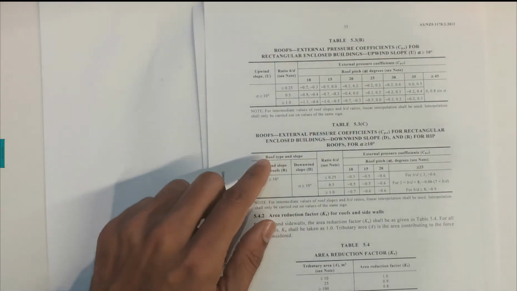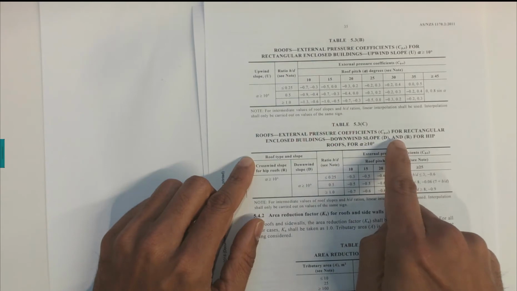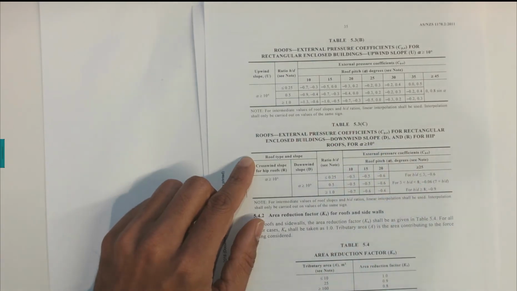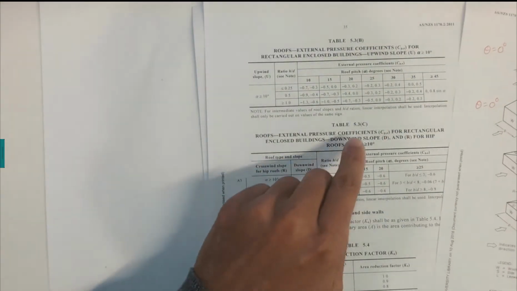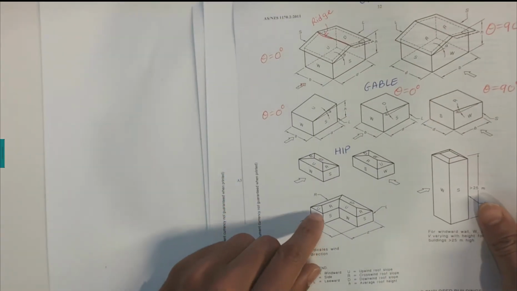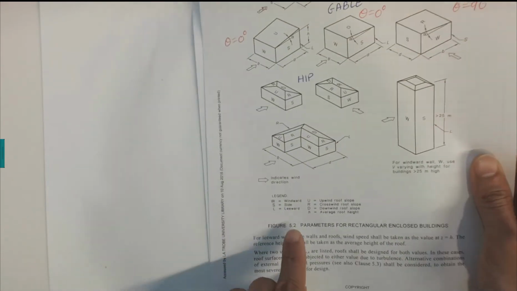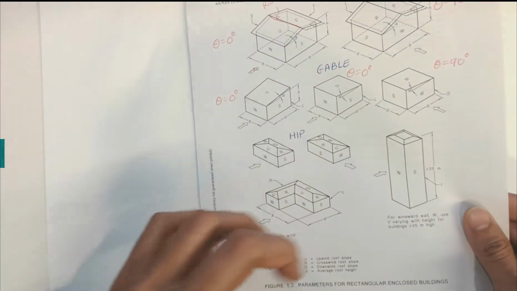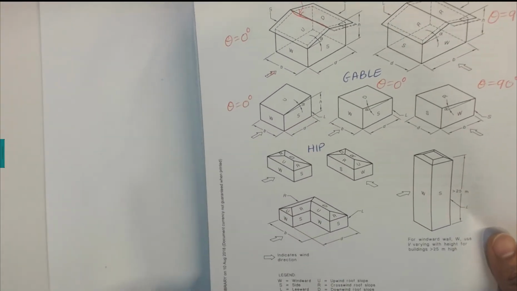And the last table is 5.3c, where it says downward slope and R, that is a crosswind roof slope, greater than 10 degrees. So all the hip roofs you can use Table 5.3c, and the condition is alpha should be greater than 10 degrees. Okay, so it's descriptive, but you need to use Figure 5.2 to get an idea of what the upward slope, downward slope, or the crosswind roof slope is.